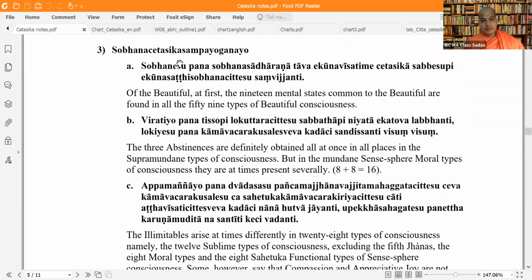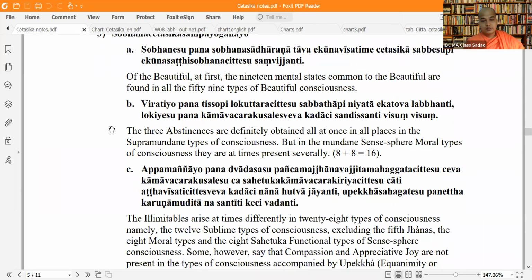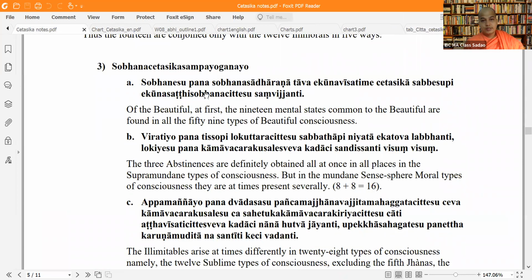Now let's look at the sobana chetasikas. Sobhane sobhana sadharana tava ekunavisati me cetasika sabbepi ekunasatthi sobhana cittesu sangayhanti. Of the beautiful, at first, the 19 mental states common to the beautiful are found in all the 59 types of beautiful consciousness. So these 19 sobana sadharana chetasikas, they appear in 59 types of beautiful consciousness.